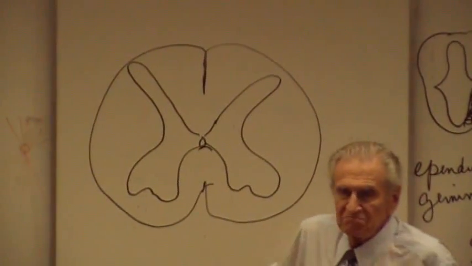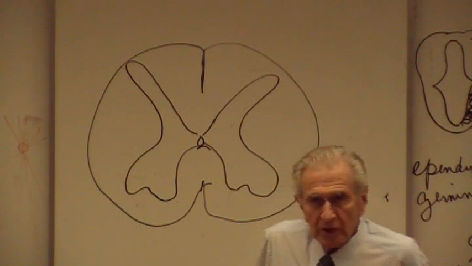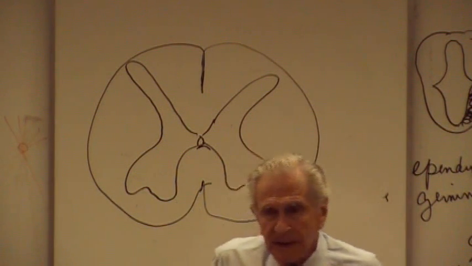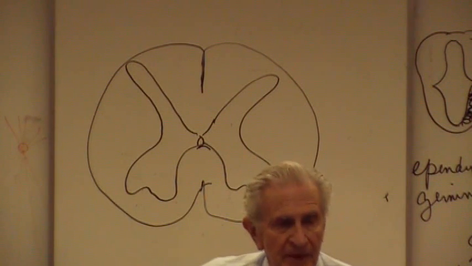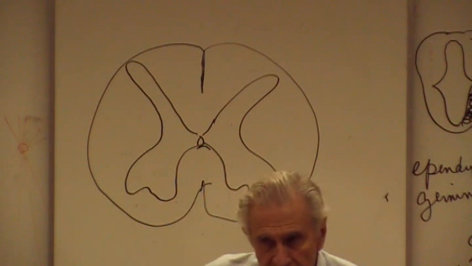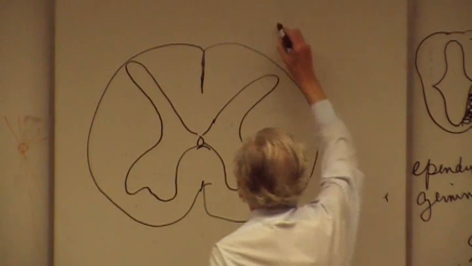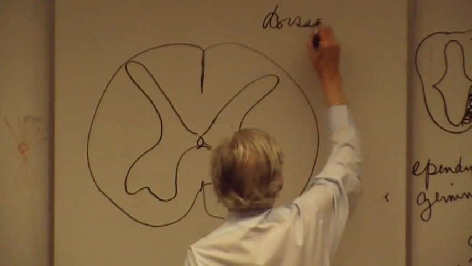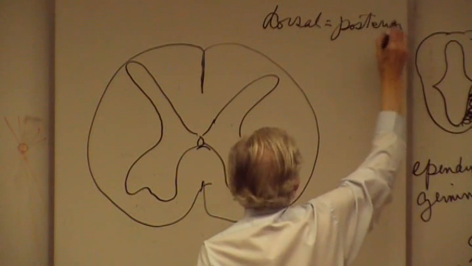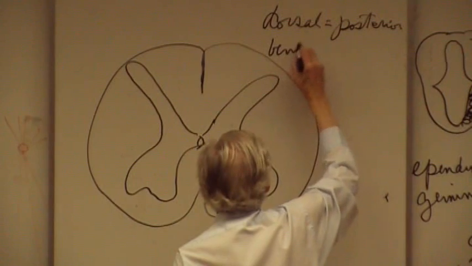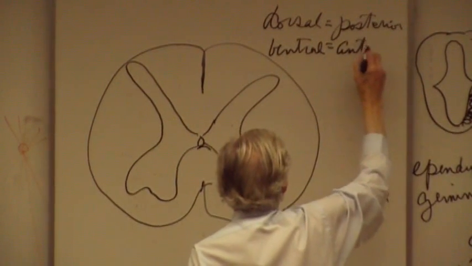Cross-section of the spinal cord, anywhere. First, a word about terminology. I told you terminology, especially in neuroanatomy, is terrible. The two words, dorsal and posterior, are synonyms. So we can say dorsal equals posterior. And in the same way, ventral equals anterior.